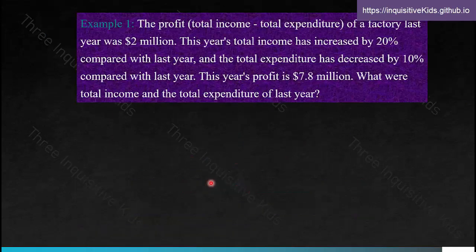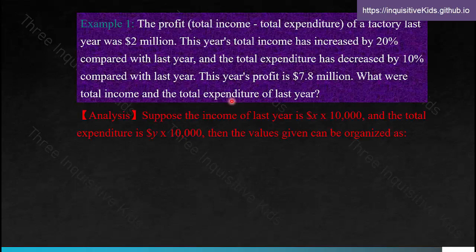Here's our first example. The profit, and here it's reminding you that it's total income minus total expenditure, of a factory last year was $2 million. This year, the total income has increased by 20% compared with last year, and the total expenditure has decreased by 10% compared with last year. So start thinking of what this could look like in mathematical terms. This year's profit is $7.8 million. What were the total income and the total expenditure of last year?